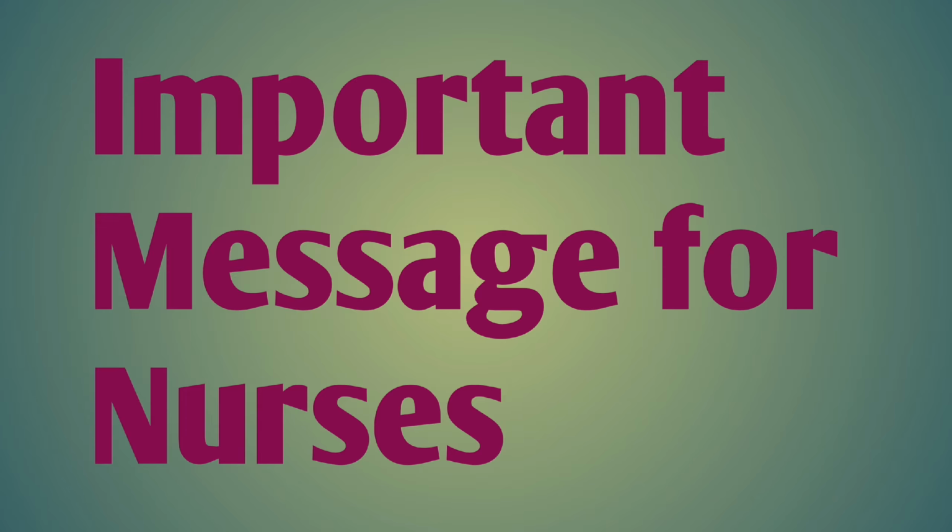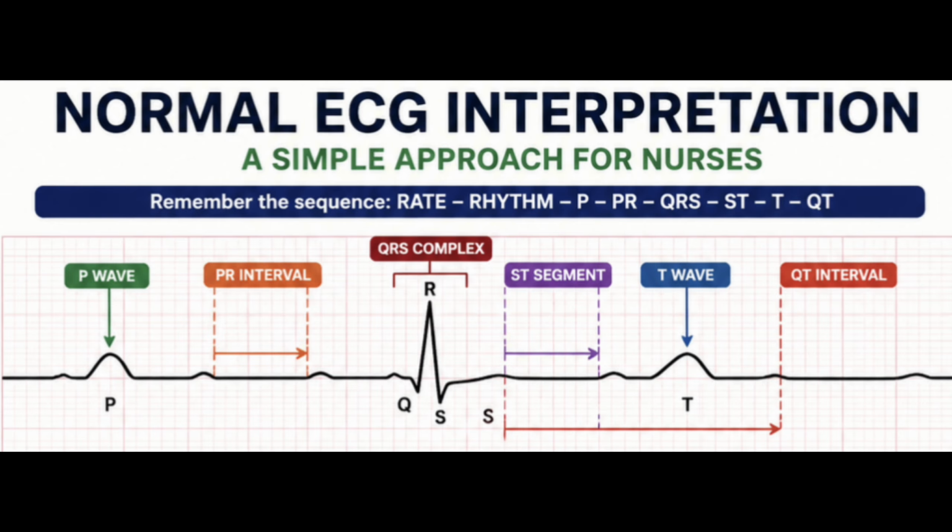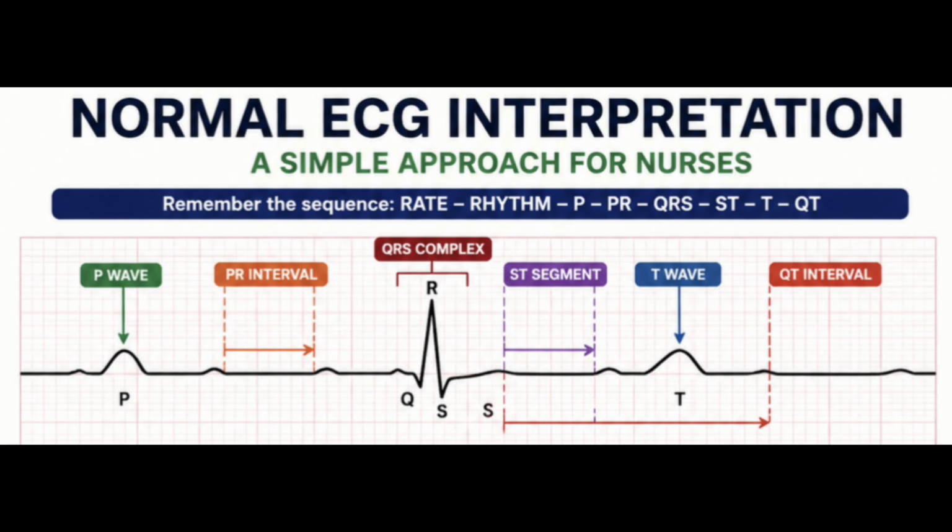ECG interpretation is a skill that becomes easier with regular practice. The more ECGs you look at using a systematic approach, the more confident you will become. So this brings us to the end of today's lesson on normal ECG interpretation for nurses. Today we learned a simple and systematic approach to ECG assessment: rate, rhythm, P wave, PR interval, QRS complex, ST segment, T wave, and QT interval. I hope this explanation has made basic ECG assessment easier, clearer, and more understandable for you.